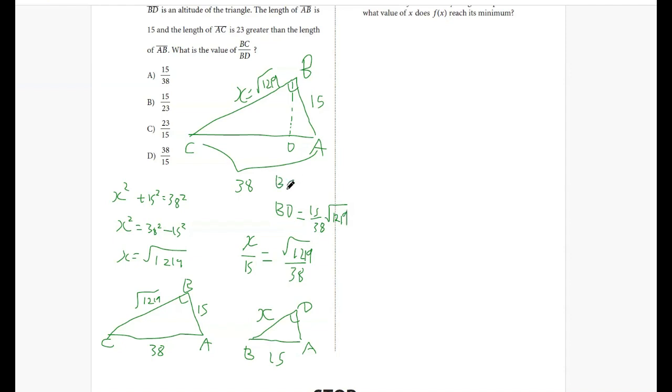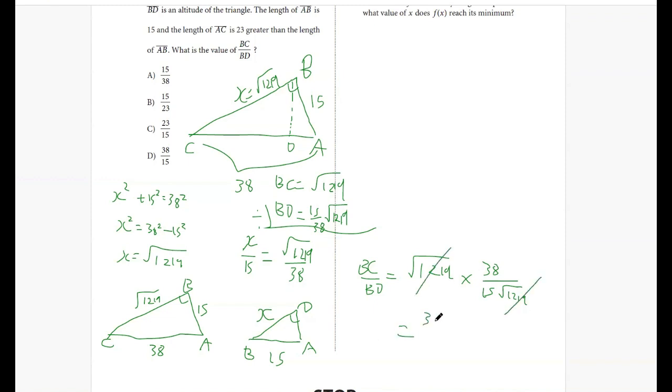We know that BC is equal to the square root of 1219, and if I divide all of this, then I get BC over BD is equal to the square root of 1219 times 38 over 15 square root of 1219. So the square root of 1219 goes away, and we get 38 over 15. So D is the correct answer.